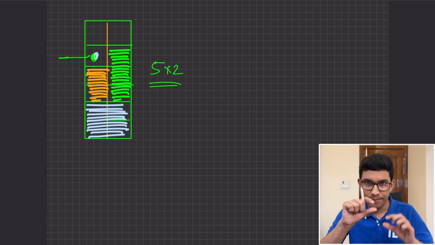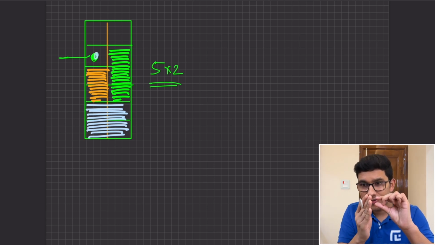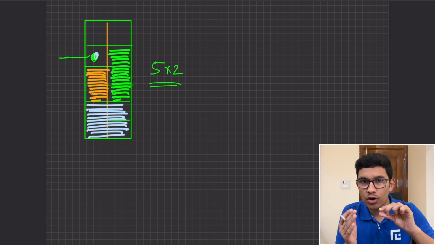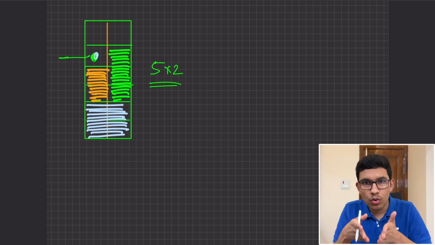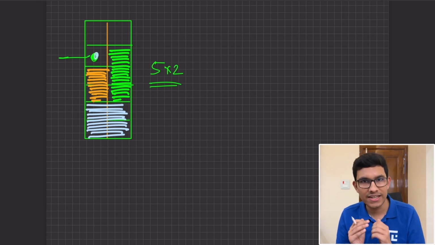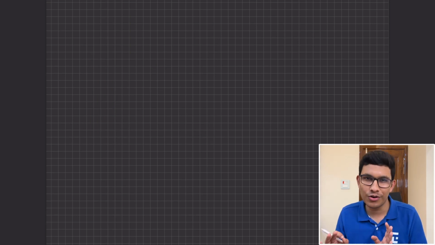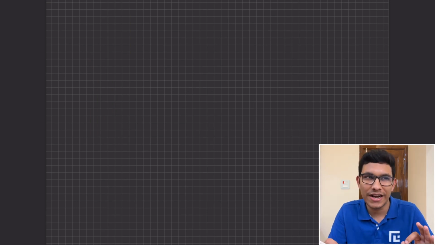So for a given cell, if the right side or the left side of it is already occupied, you cannot put a horizontal cell. You only have to put a vertical cell, right? That's very obvious.